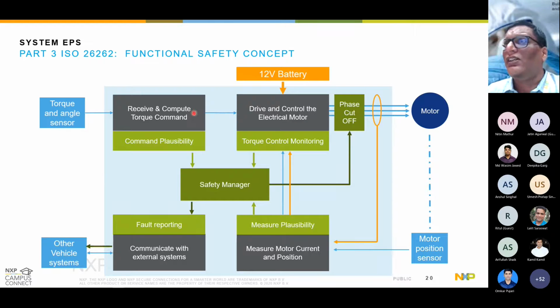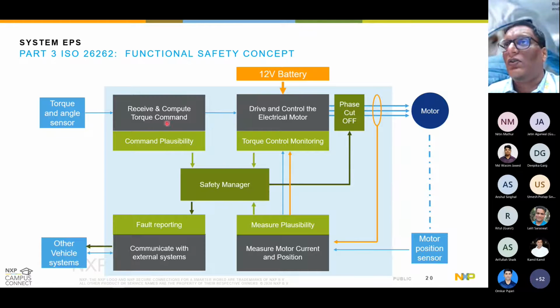Okay, so this is the functional safety concept. This is the place where we analyze the system from a functional perspective. We are still not into hardware or software, we're still at a very, very functional level. So here we say, what's the function of the system? For example, we have the torque and angle sensor. It is providing a certain value to the EPS system.